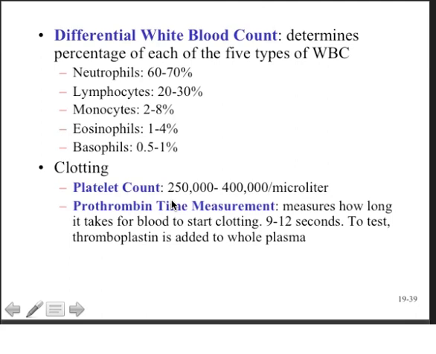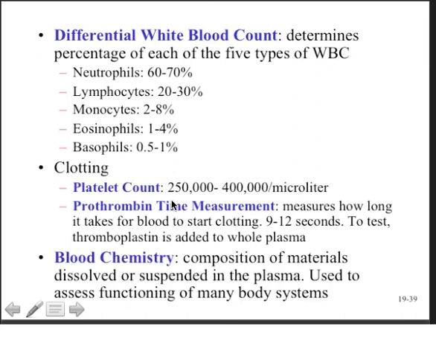Prothrombin times measure how long it takes for the blood to begin clotting. In a normal individual, it's 9 to 12 seconds, and to test this, thromboplastin is added directly to whole plasma, and then we measure how long it takes for the insoluble clot to develop.